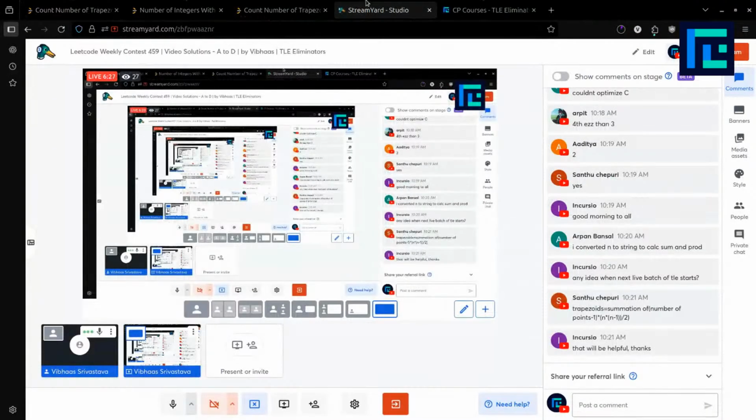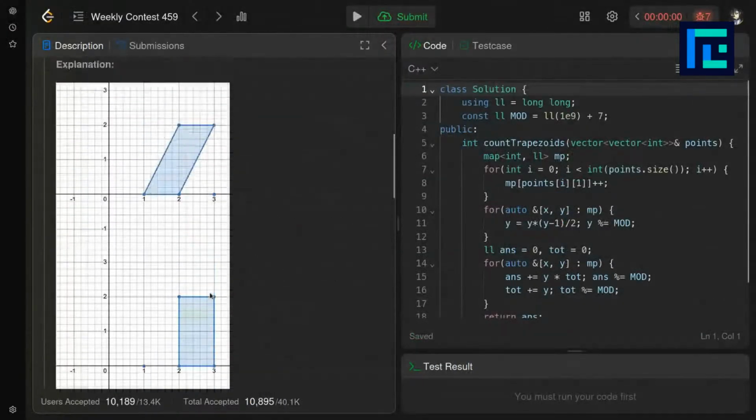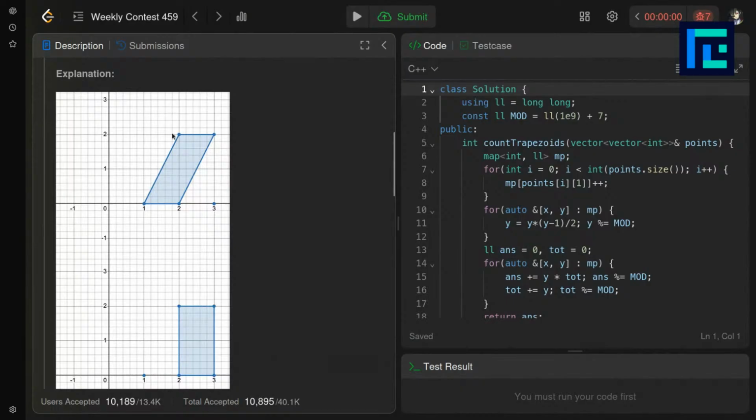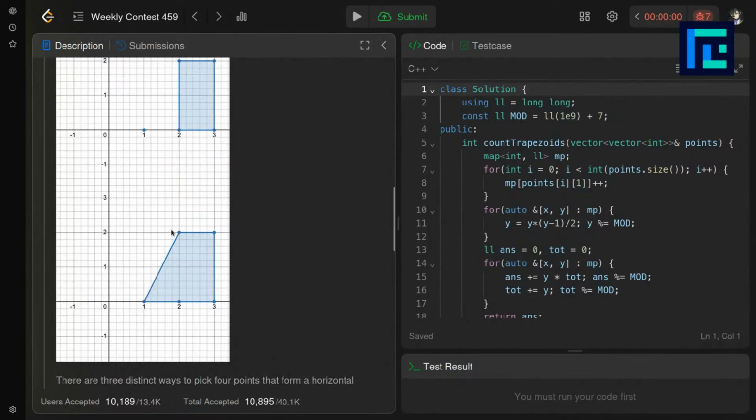You can also look at the examples to see like they've given a bunch of points and they're showing you what is classified as a horizontal trapezoid, right? So this is also a horizontal trapezoid because here this is parallel to this and there are four sides and this one is parallel to the x-axis. So that's why that's a horizontal trapezoid, right?